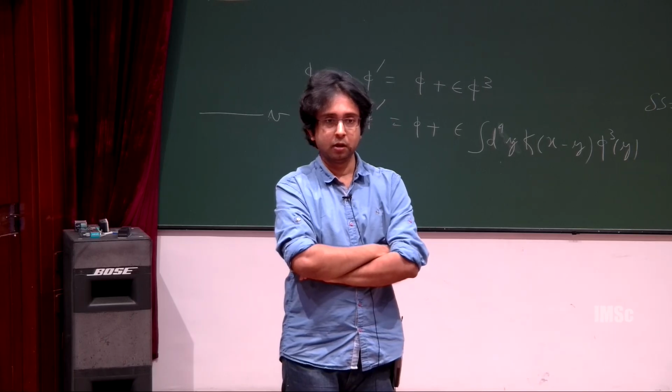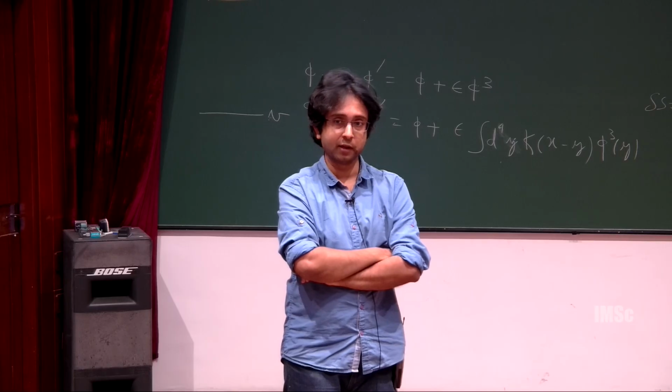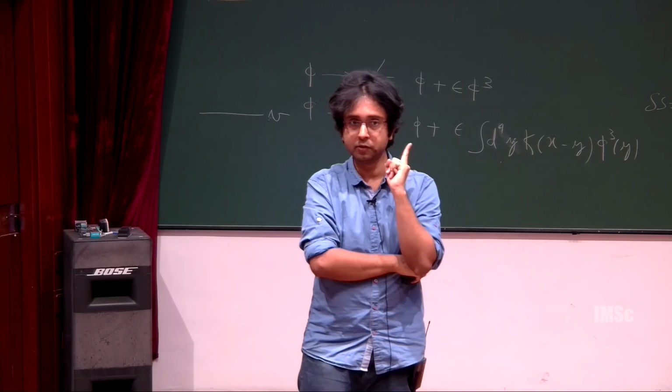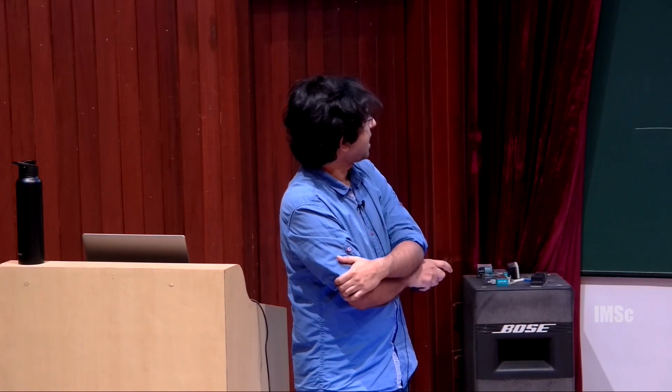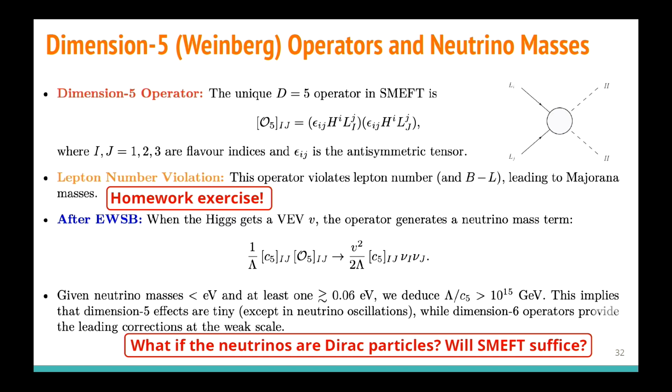In low energy field theory, you get more operators at dimension 5, but in the Standard Model effective field theory, this is the only structure that you get, which is called the Weinberg operator. Can this term also explain the neutrino mixing? Yes, because there are two flavor indices, so there will be off-diagonal terms as well.